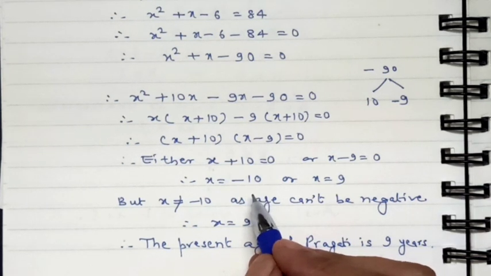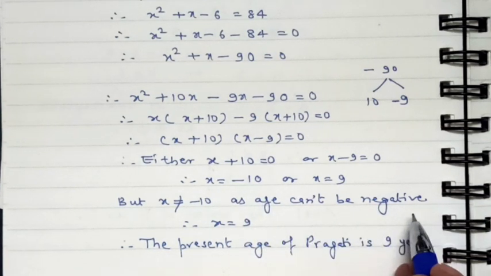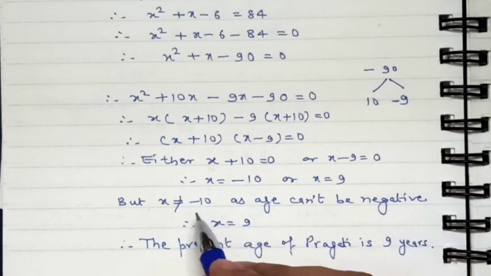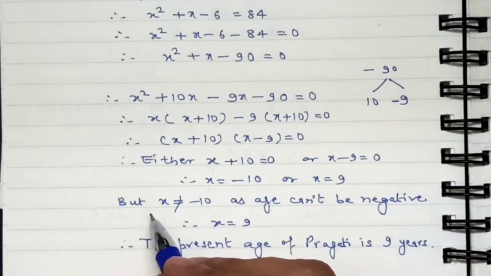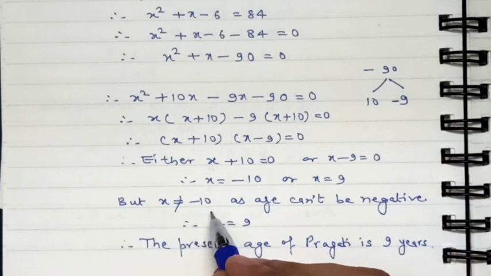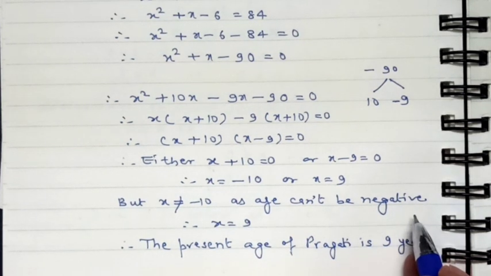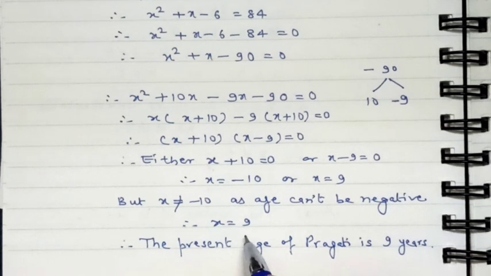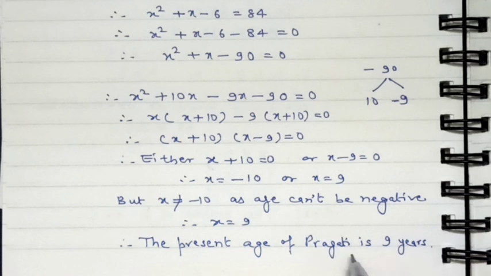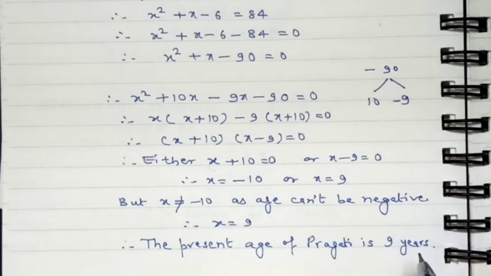X you have assumed as age. So you know that age cannot be negative, so your x cannot be negative. Therefore you will write x is not equal to minus 10, as age cannot be negative. So ultimately x will be equal to 9. What was your x? X was Pragati's present age. So write the answer. Therefore the present age of Pragati is 9 years. That is your answer.